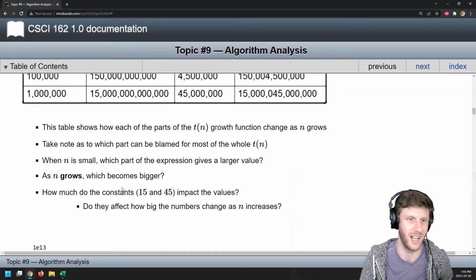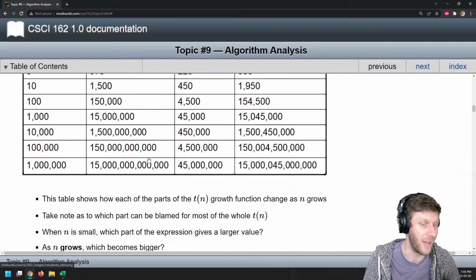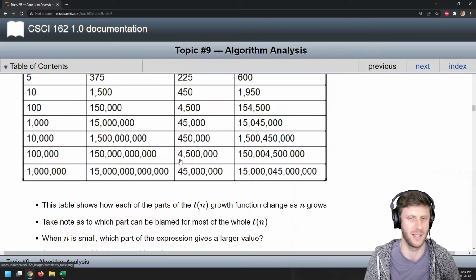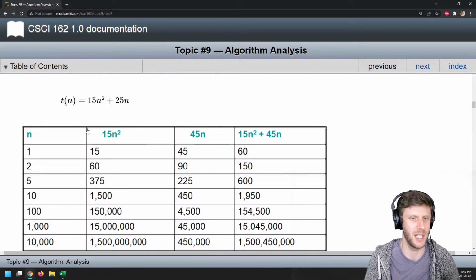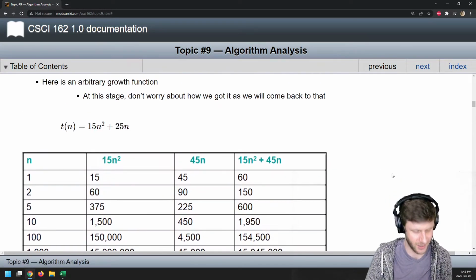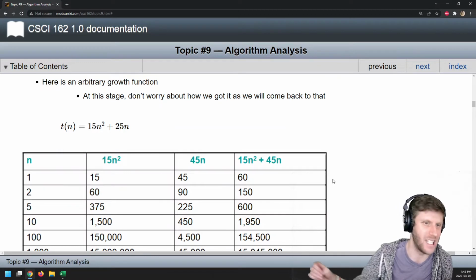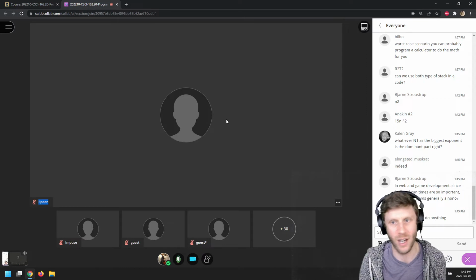Oh, okay, and here's another question. We saw that the n squared part really matters. How much do these constants matter, the 45 and the 15? How much of an impact does it make? I mean, sure, it's 15, but the 15 doesn't really have an effect on the magnitude of n when you're talking about n squared. Yeah, the constants barely do anything.